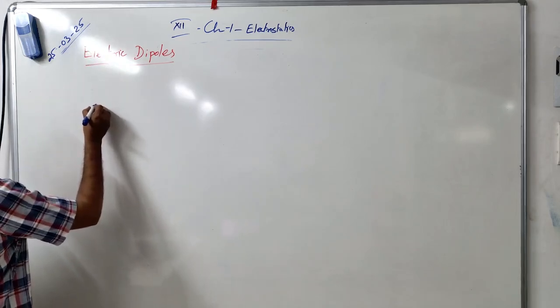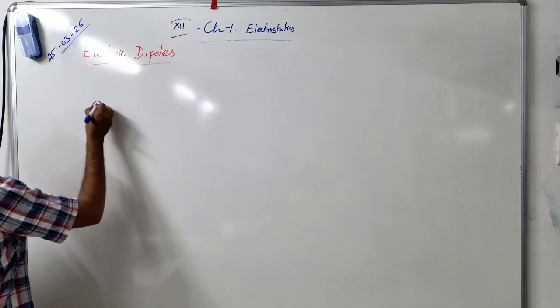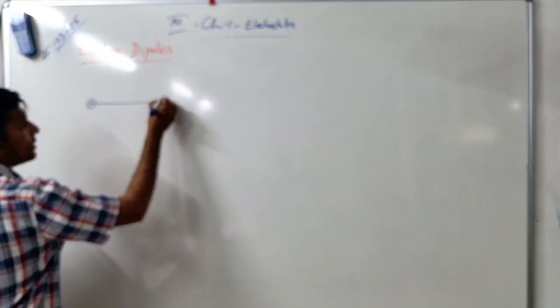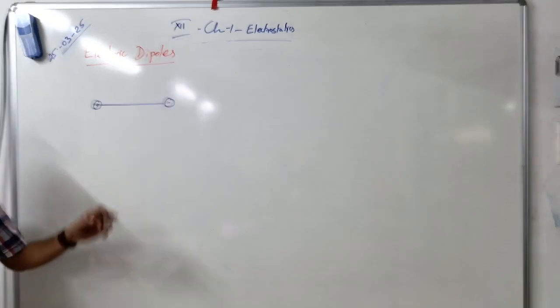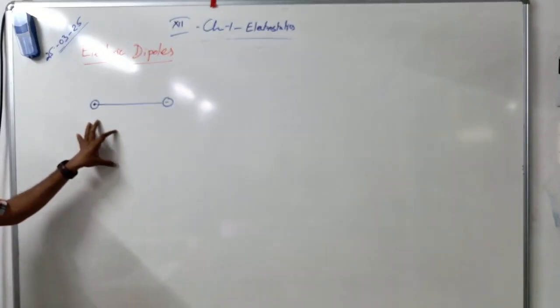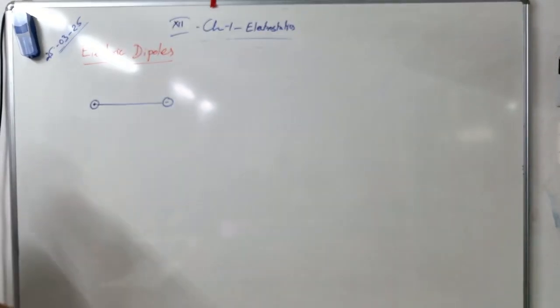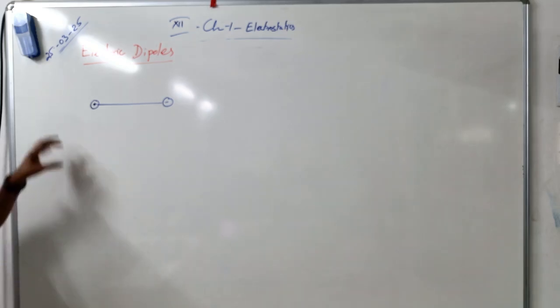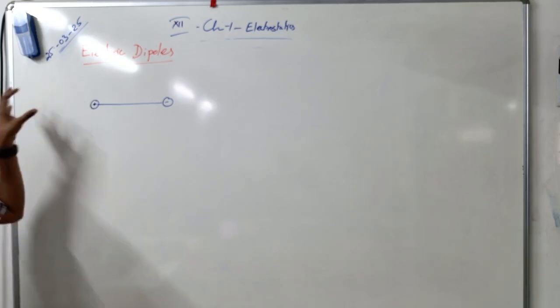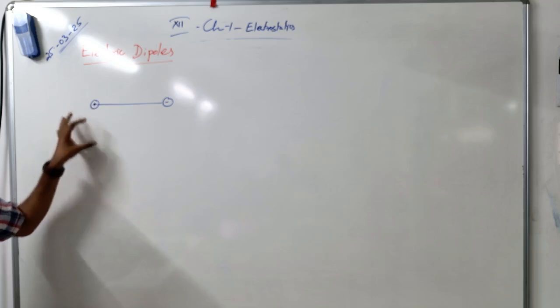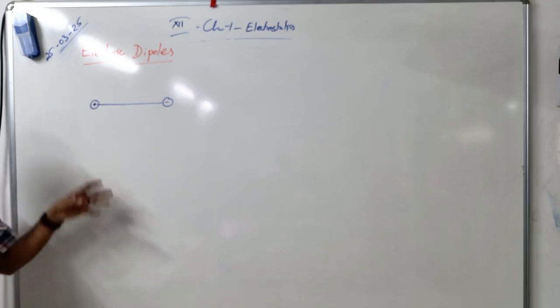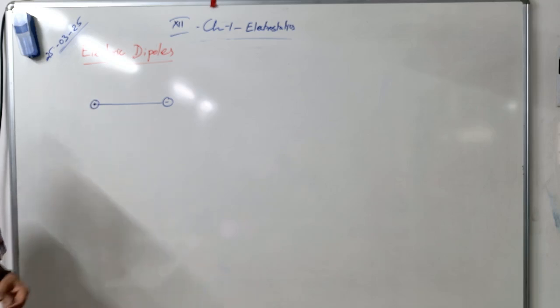So now I am going to describe an electric dipole for you. So this is the electric dipole, a plus charge and a minus charge. Now we are going to calculate the electric field produced by this system. If you try to draw the diagram of electric field lines for this, earlier we have drawn the electric field line for this kind of system.